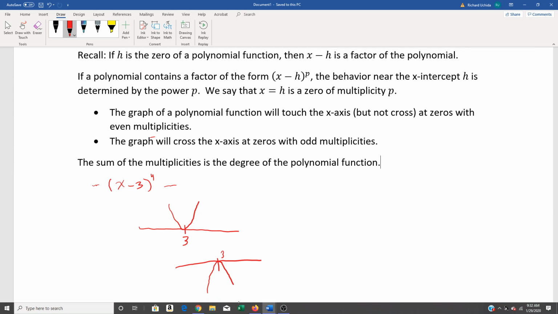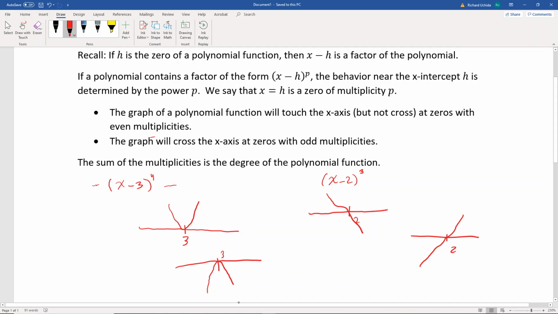Or for another example, one with an odd multiplicity, let's say if it had (x minus 2) raised to the third, then at 2, for the graph, it would cross. So it could go from above to below, or from below to above. So this is one of the very useful things about the multiplicities of the zeros.